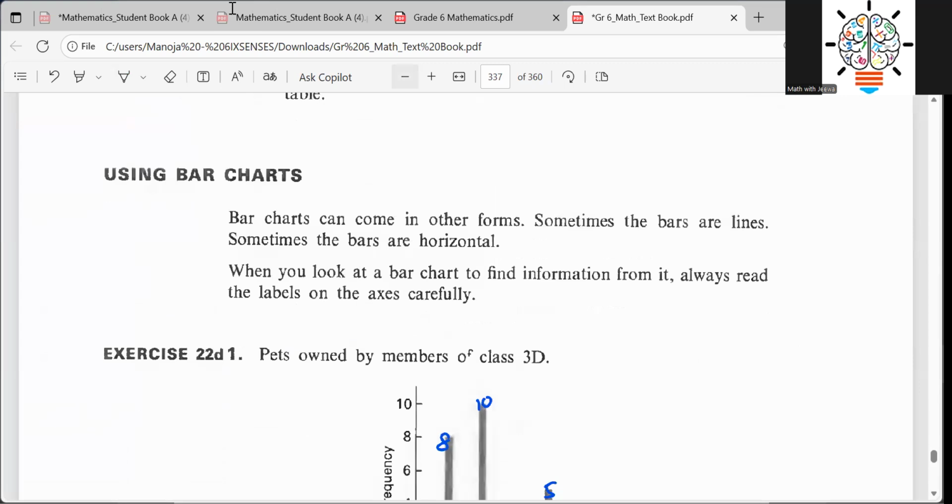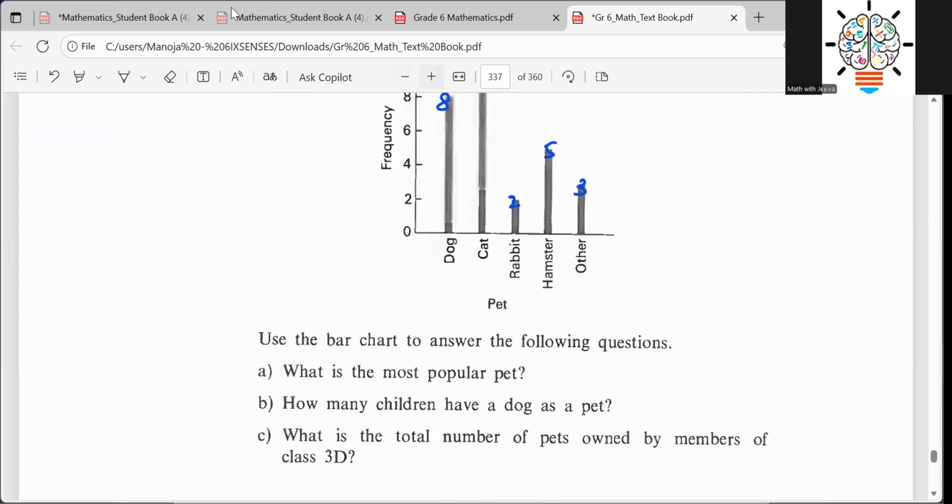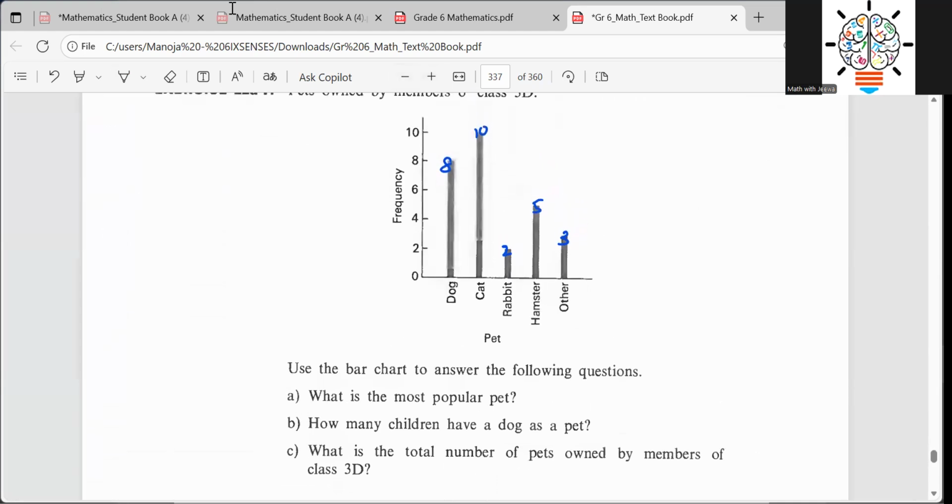So when you are having the bar charts, you just see that they have given us a chart and we want to read the bar chart. What is the most popular pet? So it is cat. Why? That is the highest, the tallest bar. What is the most popular one? The pet. So you can see it is 10, right?